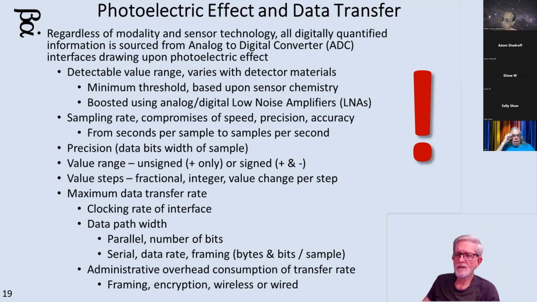And then are you transferring the data that you're capturing parallel through a bunch of wires? Are you capturing it serial over a single wire? How much of your data rate, your available bandwidth, is being consumed by taking the raw data and making it into computer usable data, the framing of it, the administrative overhead of it. And all these things go together to get, here's my raw data sample rate with high accuracy.